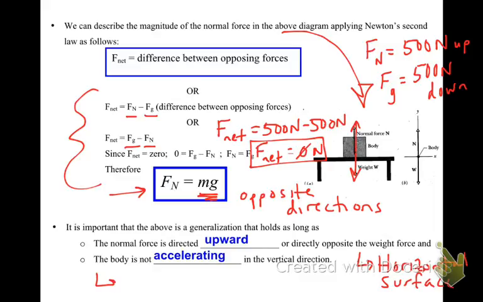Now, what am I talking about? Well, in our next video we're going to talk a lot about it, and we're talking about elevators. You accelerate in the vertical direction, thus altering this relationship here. However, if you're talking about anything resting or even moving in a horizontal direction, this generalization will hold true. Our normal force will always be equal and opposite to that of our gravitational force.